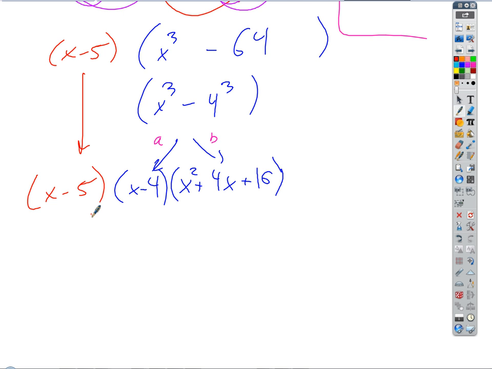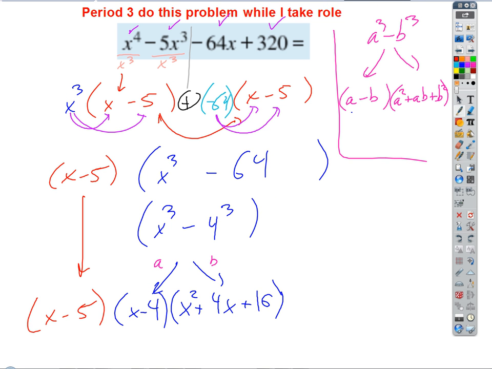Because we always know that in a sum or difference of cubes pattern, the quadratic one is always going to be done. It's never going to factor more, right? So that's it. That's what we'd input. That's our answer, as far as we can go.